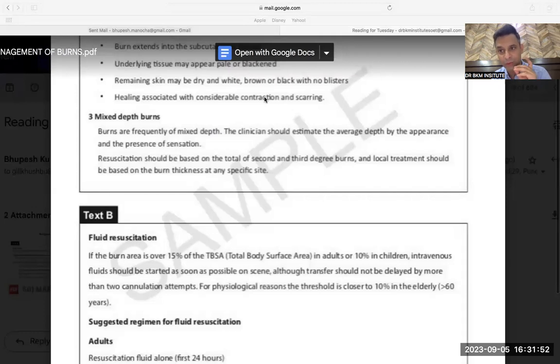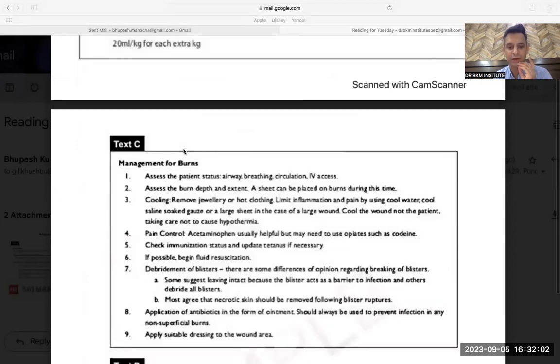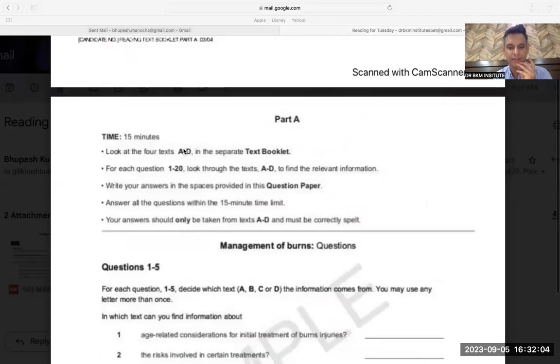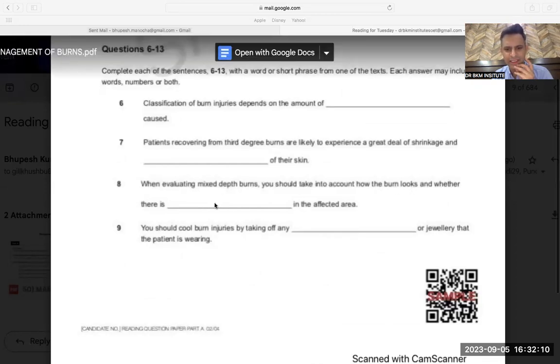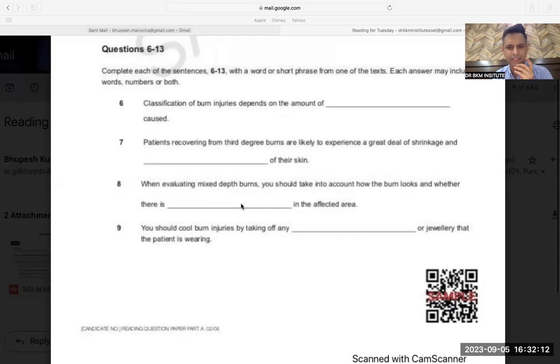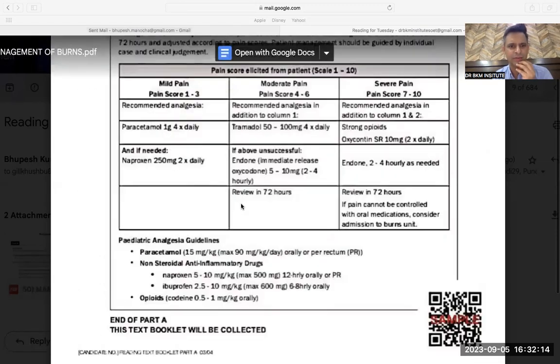So in the exam, the questions would be much easier. This exam is difficult, and also I have told you 7 questions will be A, B, C, D. But again, there is presence of sensation. Now I will try to fit in this word. So how the burn looks and whether there is presence of sensation in the affected area. I think that should fit in.